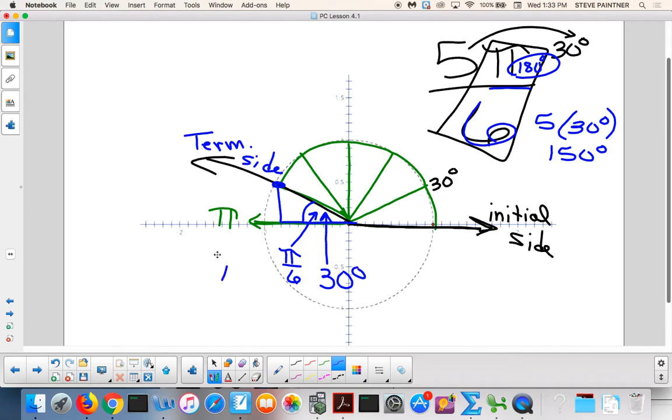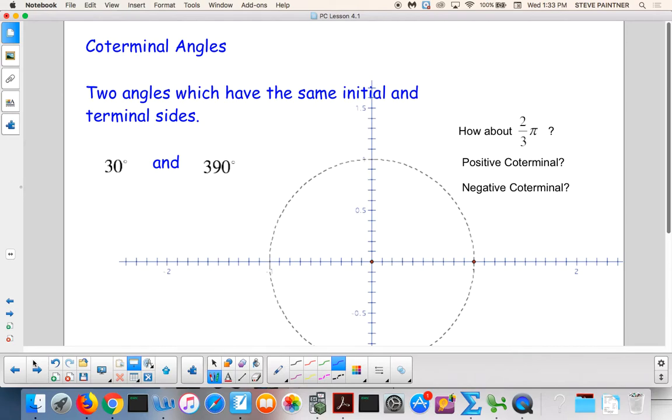So you might want to write the words, this is my reference angle. My reference angle will become more and more important in the next few weeks that we're here. Good? Or should I go back?